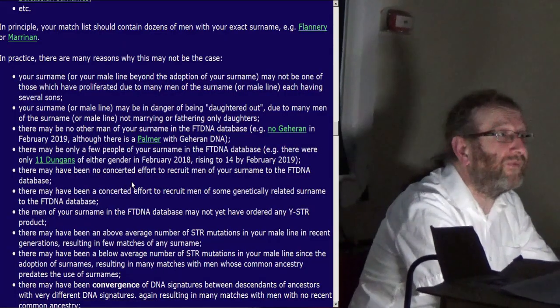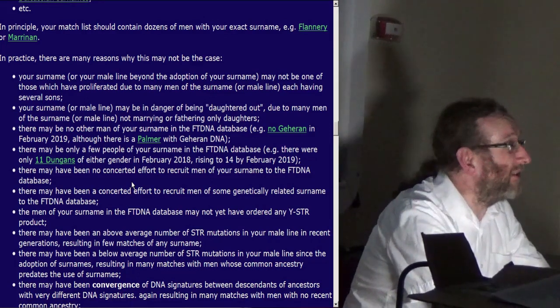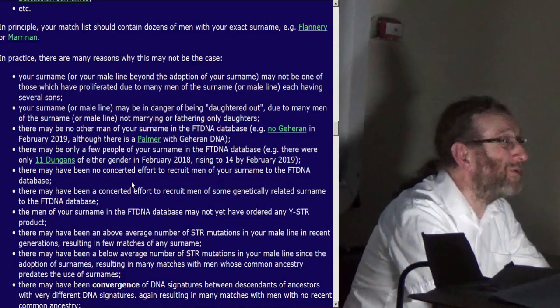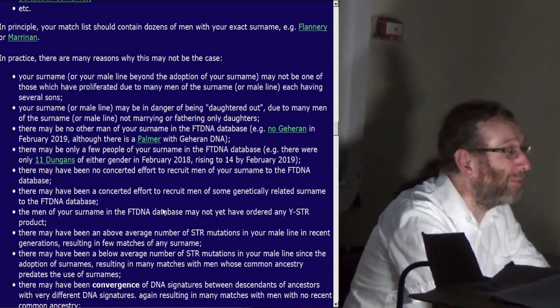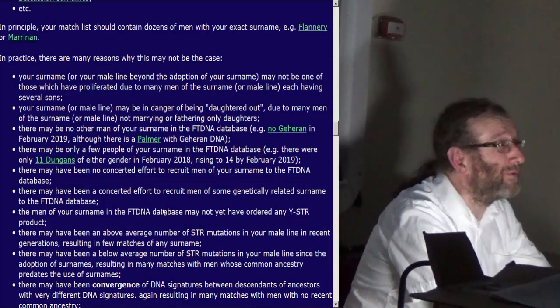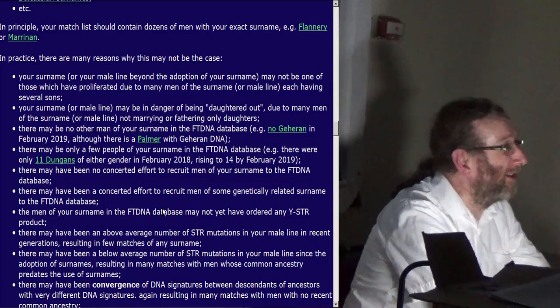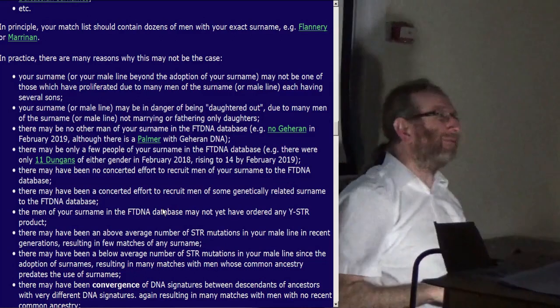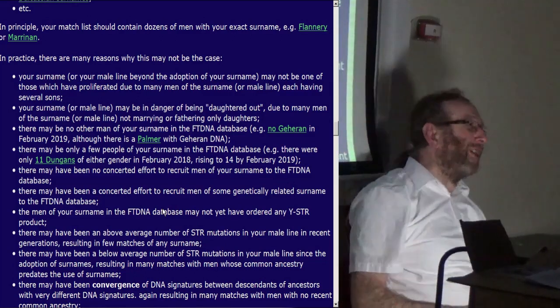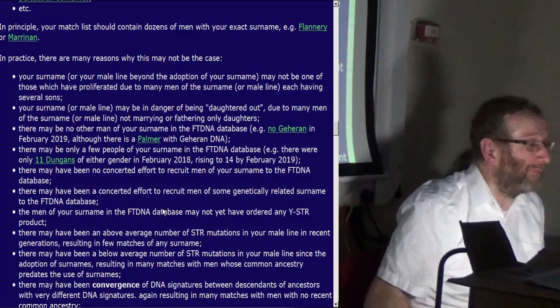So a lot of what your matches look like depends on there being concerted efforts to recruit men of your surname, or no concerted efforts to recruit men of your surname, or concerted efforts to recruit men with a related surname. So lots of allochthons are going to find they have lots of Marinin matches because we've recruited all the Marinins, but the allochthons haven't been so heavily recruited.